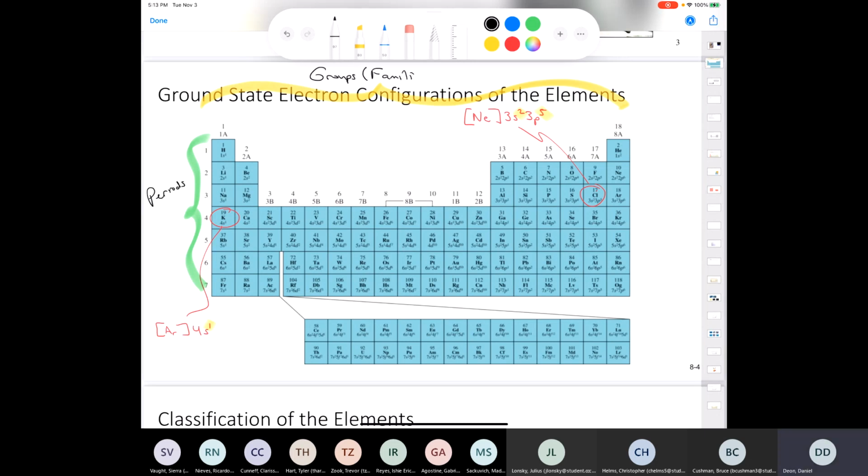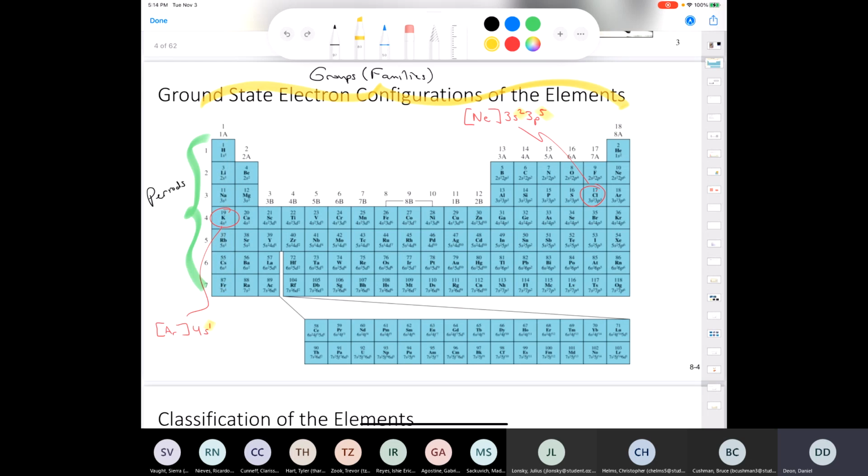I never learned that until I immigrated to the States. I always called it the groups, but they call it families. And the reason why we call them families is because oftentimes people who are from the same family resemble each other. And that's what we're getting at by calling these vertical columns families, because let's say you look at the elements that are in group 1A, you're going to find that they react similarly. Not identically, but they do react similarly.